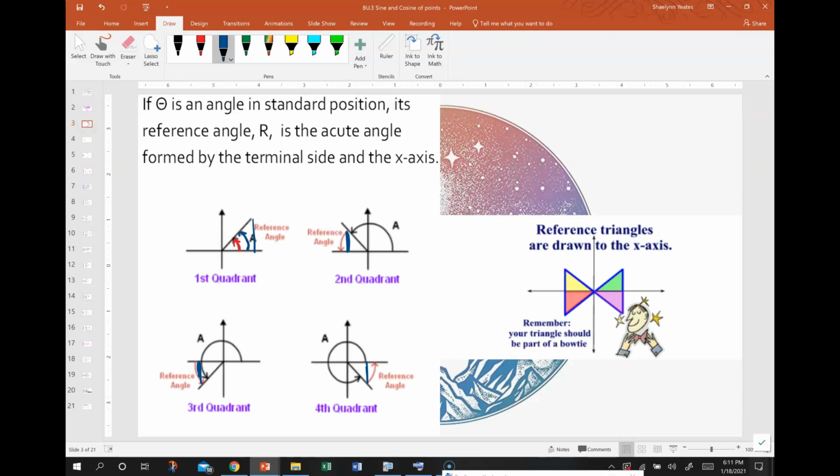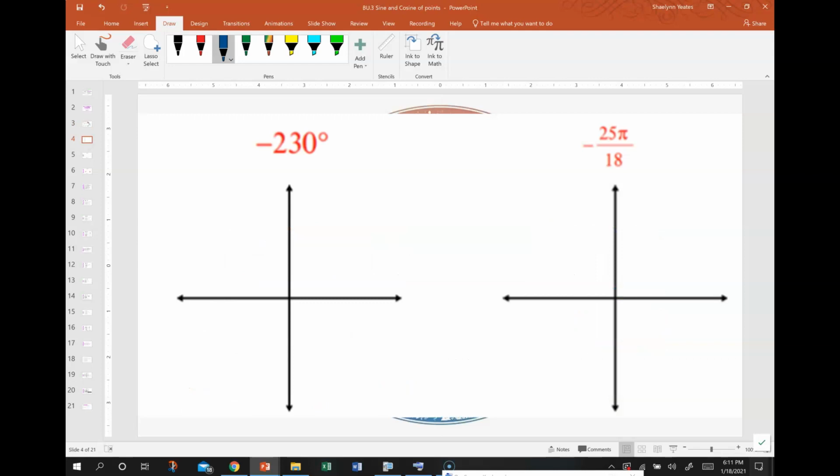So let's go ahead and do this one. We're going to be identifying the terminal angle, and we're going to be identifying the reference angle as well. If I wanted to find negative 230 degrees, I start at my x-axis and rotate 230 degrees clockwise, which takes me over here. So there's my 230 degree rotation clockwise, which makes my reference angle, this angle right here, 50 degrees.